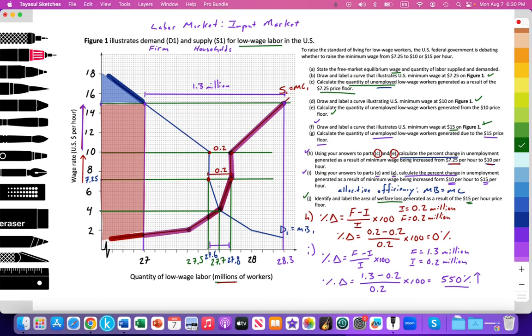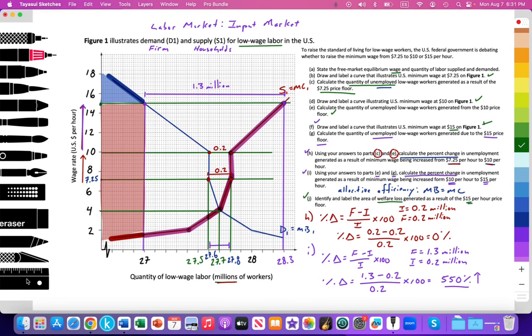So knowing that, I want you to pause the video and think about where would the welfare loss be as a result of the $15 price floor, the $15 minimum wage. Where would the welfare loss be and how would you shade it in or label it? Go ahead and pause the video now.